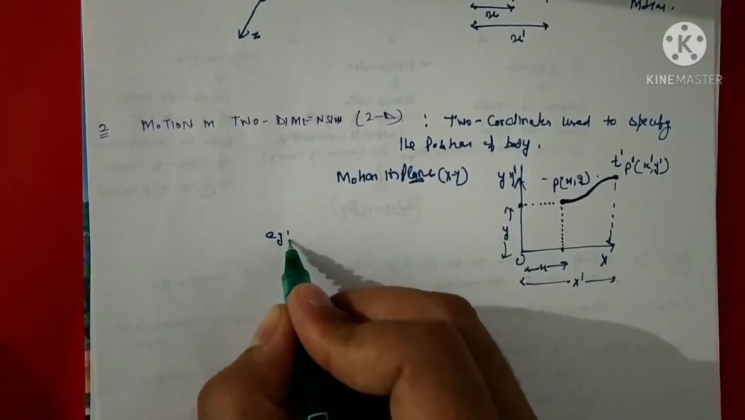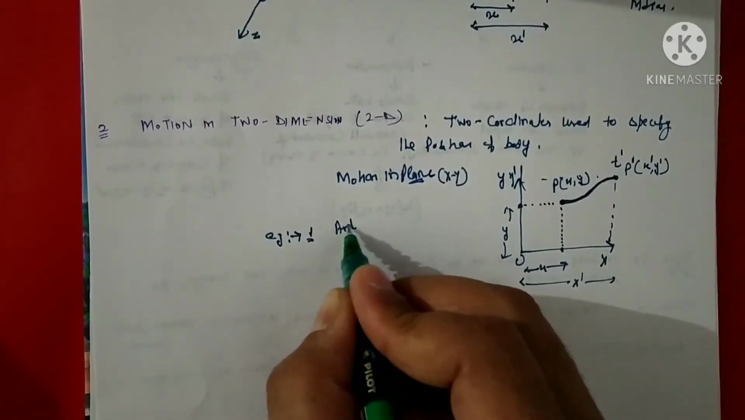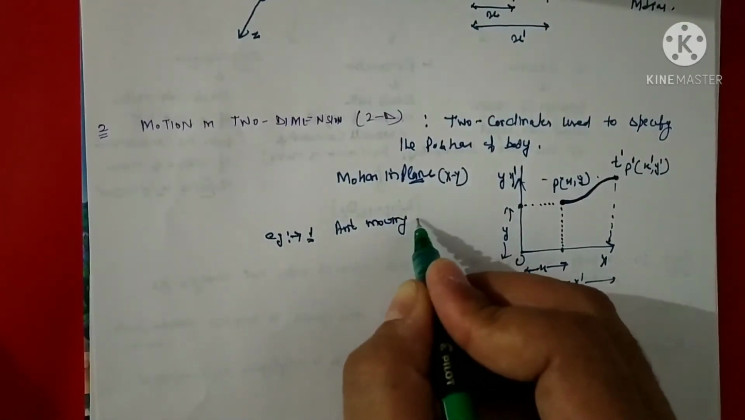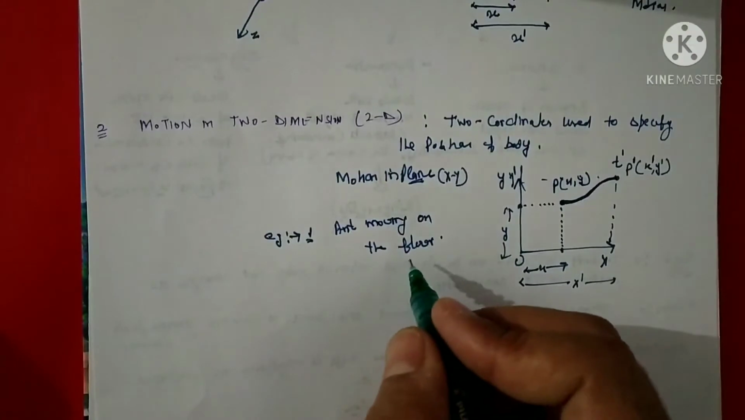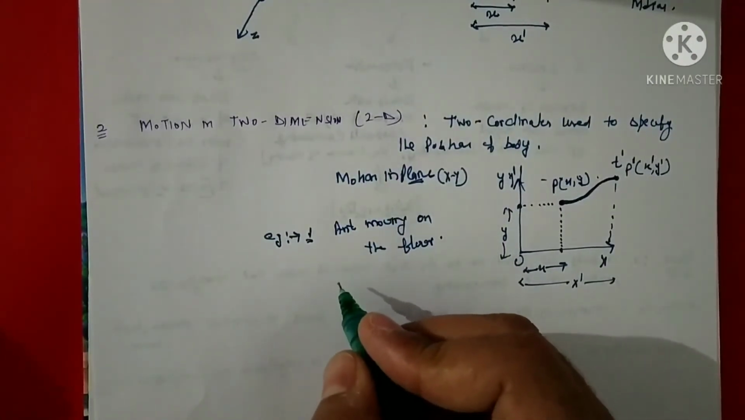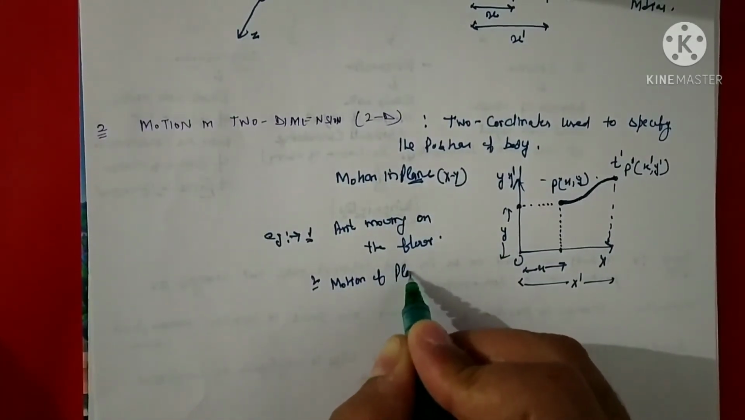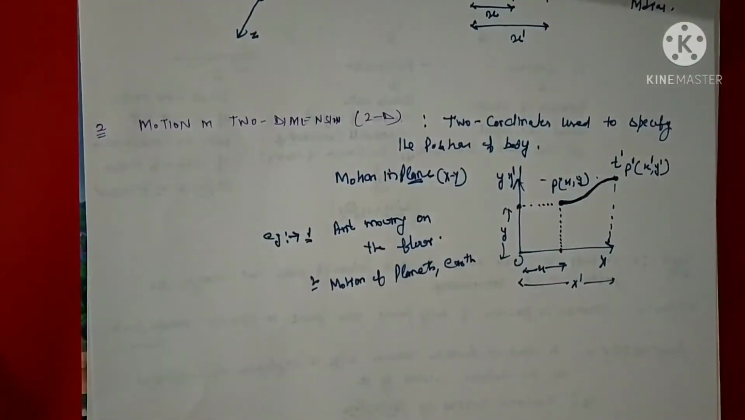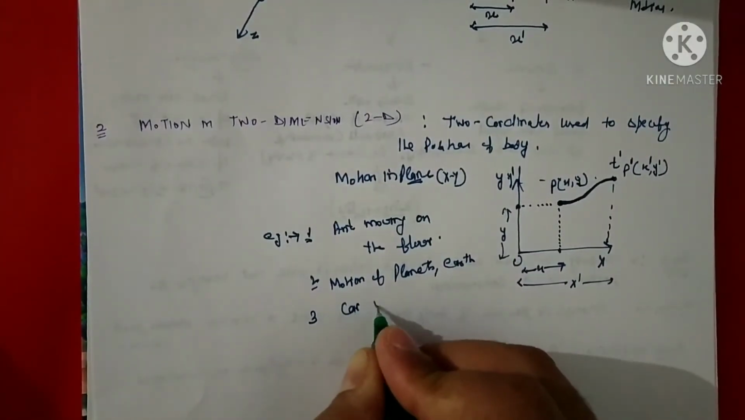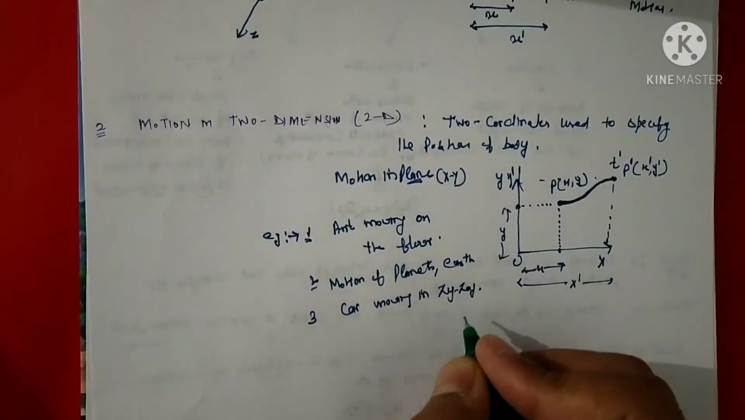An example of this motion is an ant on the floor. That is two-dimensional motion. Second, we can take the motion of planets, the motion of the earth around the sun, that is two-dimensional motion. And a car moving in zigzag, that is two-dimensional motion.